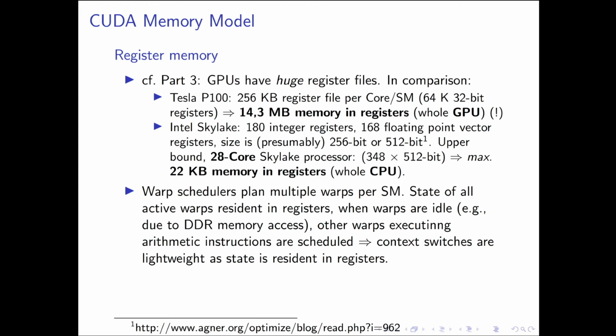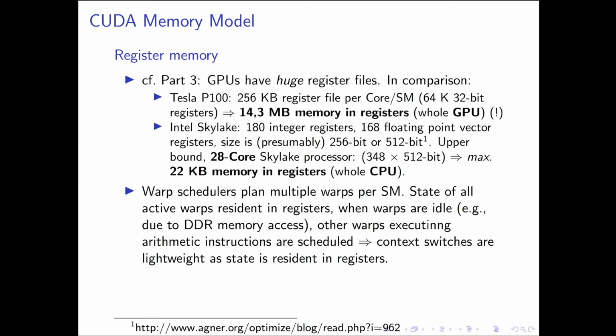What that can amount to is actually remarkable. For the Tesla P100 GPU, from a couple of years ago, I picked out some numbers on what the register count would amount to, and I found out that across all shader cores and all shader multiprocessors, the overall memory that goes into registers is over 14 megabytes. This is actually quite a bit.